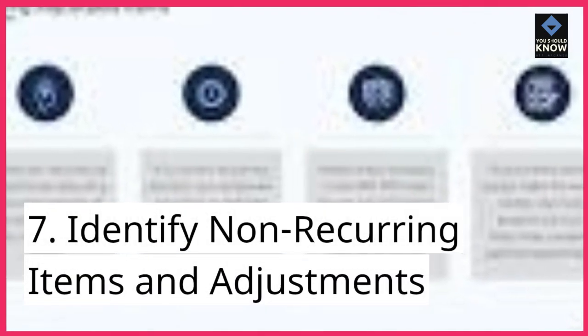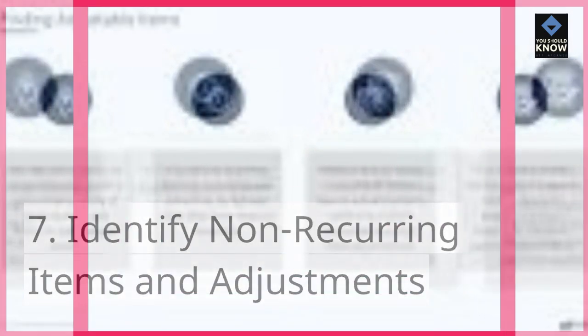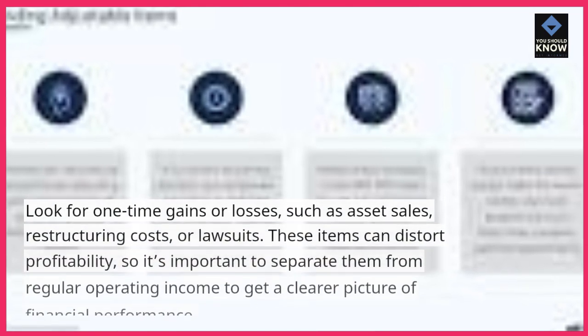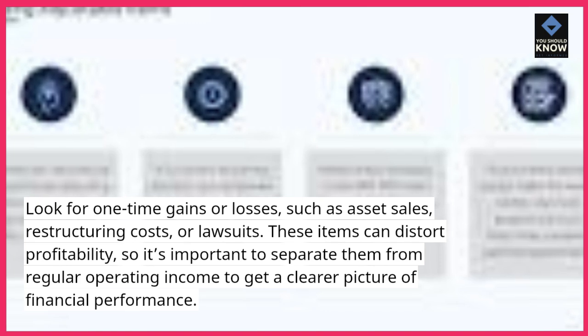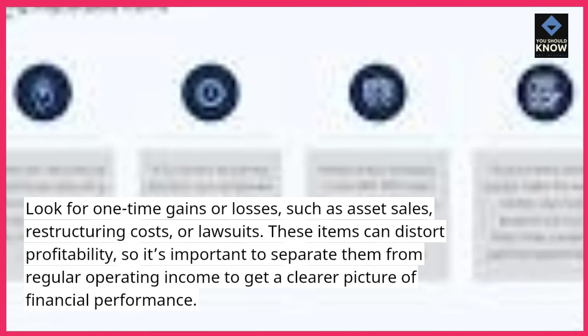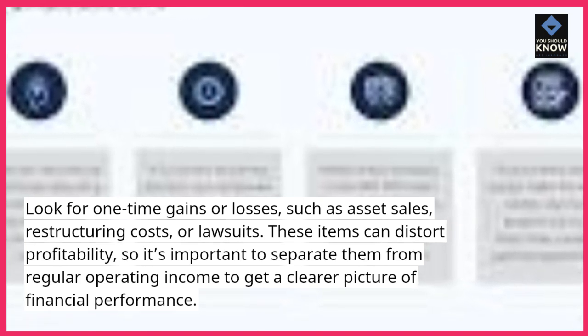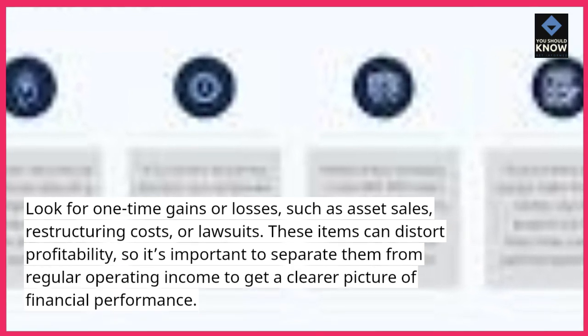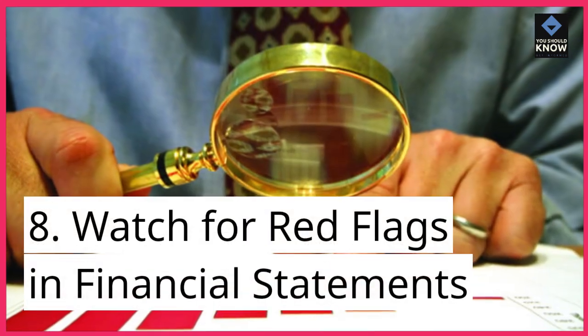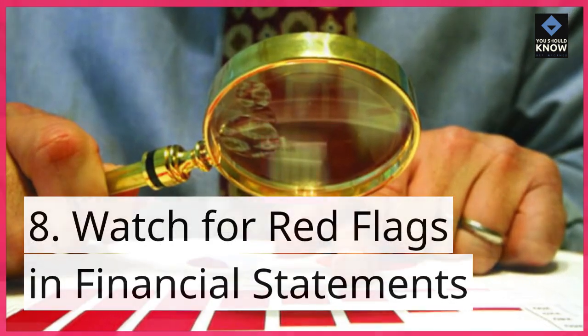7. Identify non-recurring items and adjustments. Look for one-time gains or losses, such as asset sales, restructuring costs, or lawsuits. These items can distort profitability, so it's important to separate them from regular operating income to get a clearer picture of financial performance.